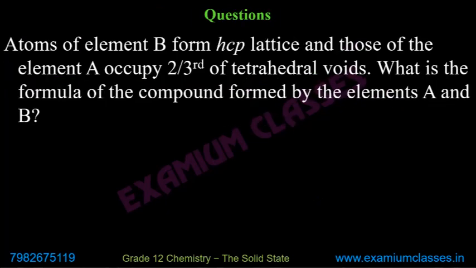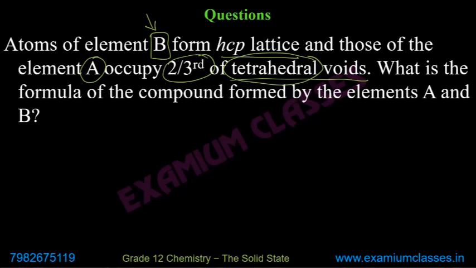So related to that, how will you solve that type of question? And questions are easy. Atoms of element B form HCP lattice, and those of the element A occupy 2/3 of the tetrahedral void. So see here, A is not forming the lattice. Lattice is formed by B, and A are in which voids? Tetrahedral voids.